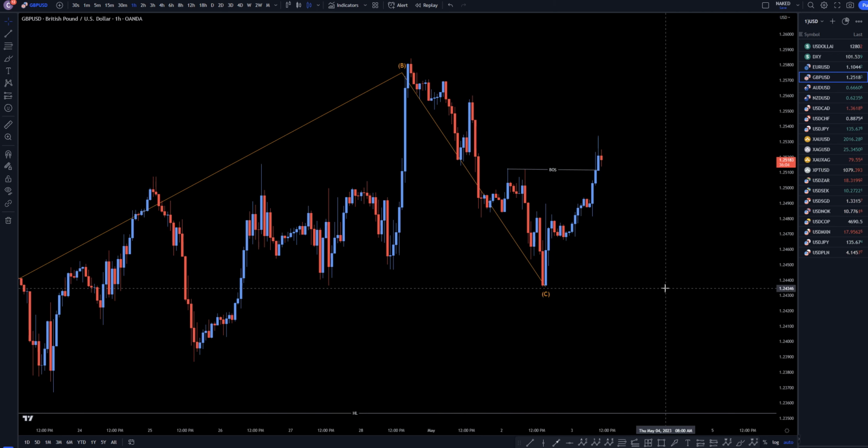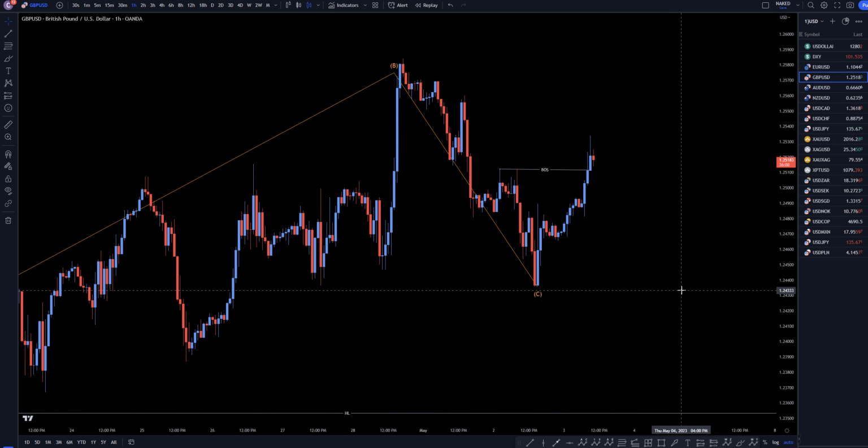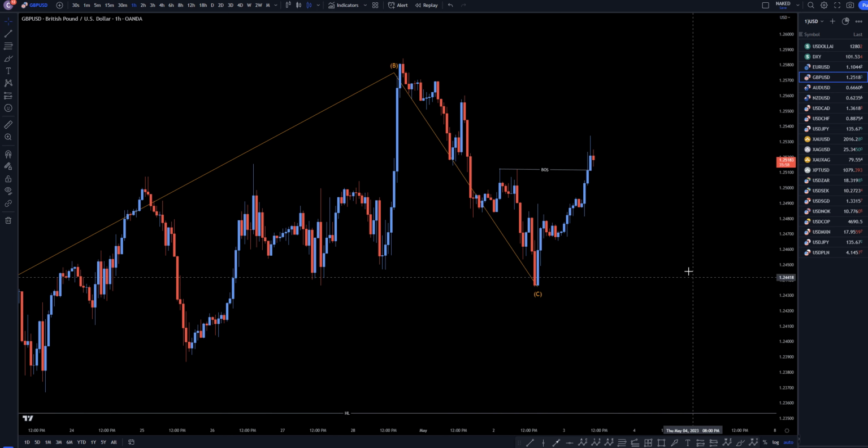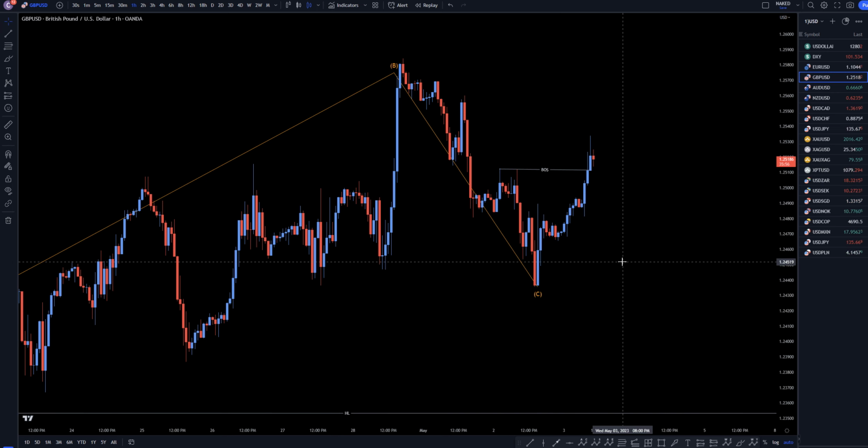Going down to the 1 hour time frame, now we do have to remember that we have federal funds rate news coming out for the US dollar today in about 8 or so hours, so that is definitely going to affect the market. The fact that this already looks like it ended a wave C makes me think that this is probably going to spend the next 8 hours or so correcting.